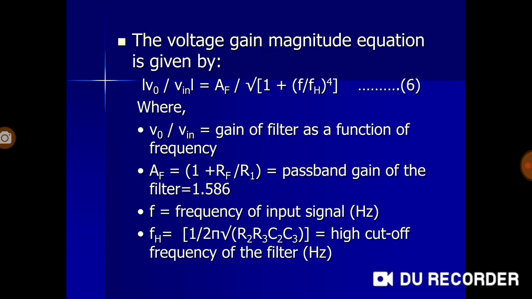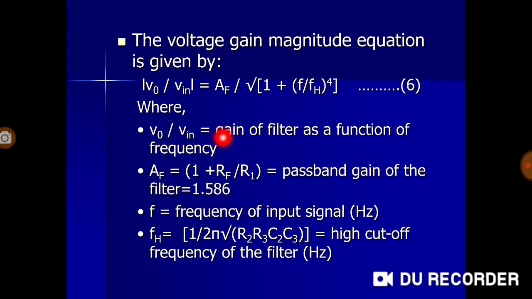Now the voltage gain magnitude equation is given by the following. If you look at this, the order over here is just squared. It is AF by under root of 1 plus F by FH, which was F by FH square for first order, now it is F by FH to the power 4. And obviously you already know what V0 by Vin is. It is the gain of the filter as a function of frequency.